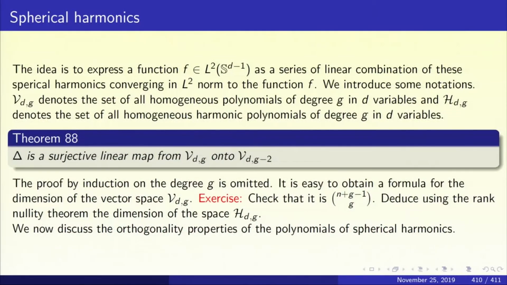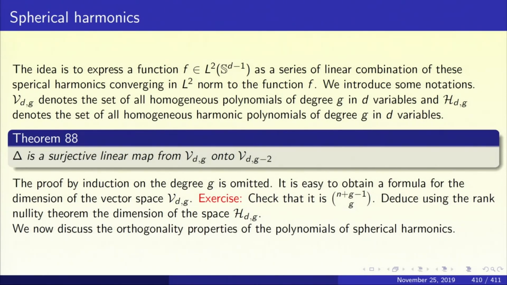So the idea is to express an L2 function on the sphere as a linear combination of these spherical harmonics converging in L2 norm to the function f. In other words, the spherical harmonics will form a complete orthonormal basis, orthonormal after subjecting it to the Gram-Schmidt process, and we get an L2 basis by this process involving spherical harmonics.